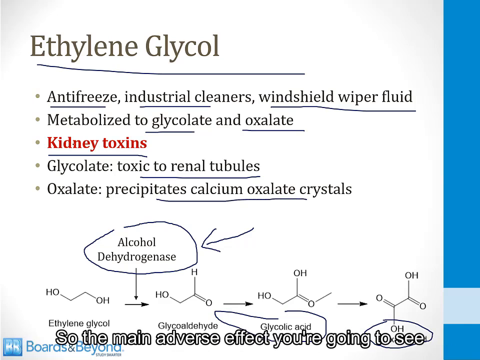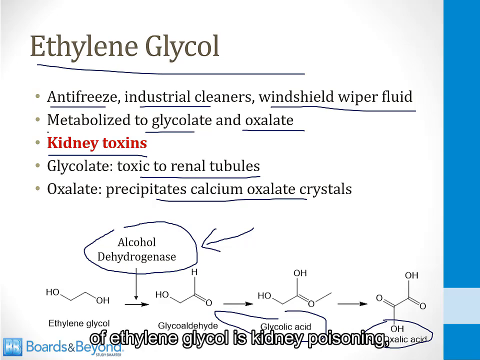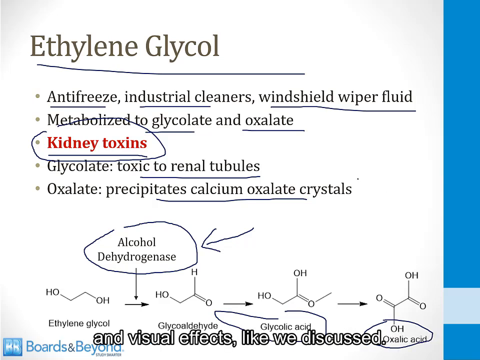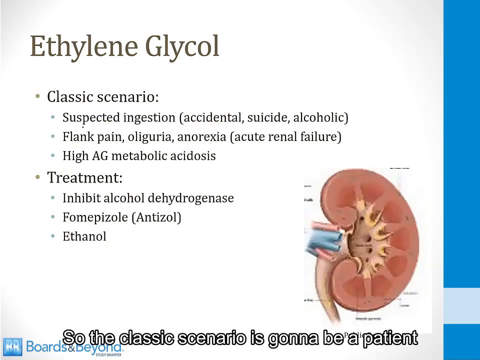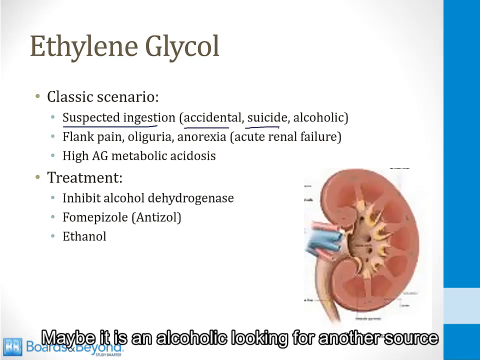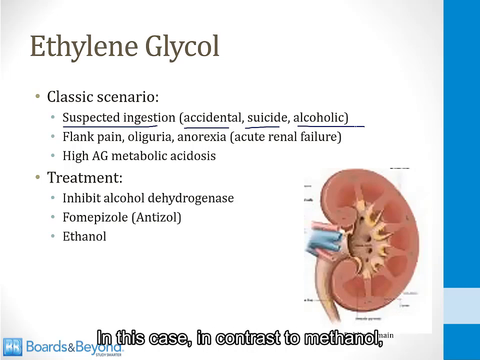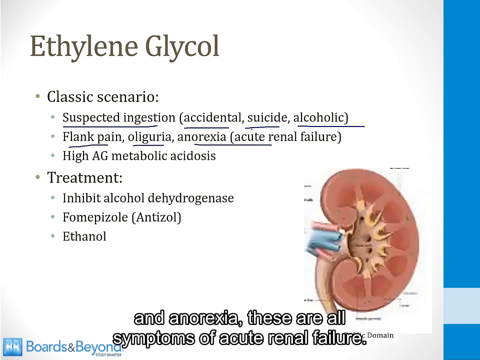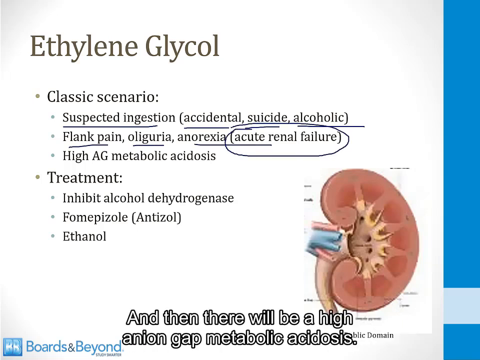So the main adverse effect you're going to see of ethylene glycol is kidney poisoning, in contrast to methanol, which has CNS poisoning and visual effects like we discussed. So the classic scenario is going to be a patient with a suspected ingestion. Maybe it was accidental, maybe it was a suicide attempt, maybe it is an alcoholic looking for another source of alcohol. In this case, in contrast to methanol, the patient will present with flank pain, oliguria, and anorexia. These are all symptoms of acute renal failure, and then there will be a high anion gap metabolic acidosis.